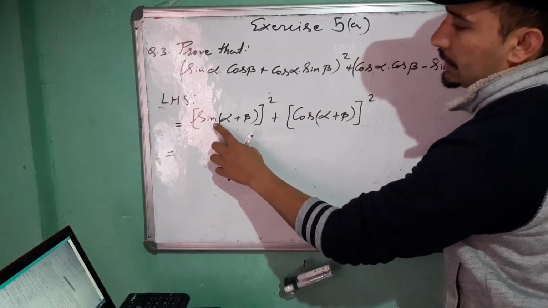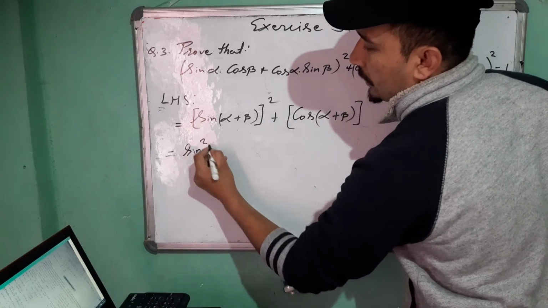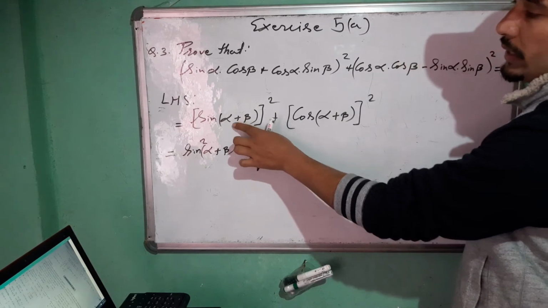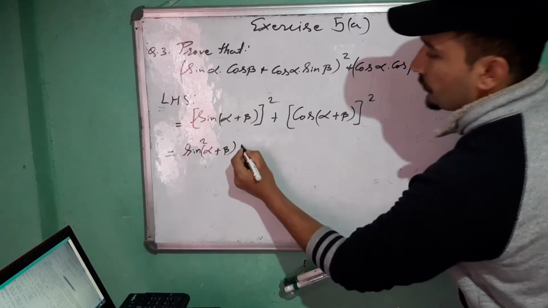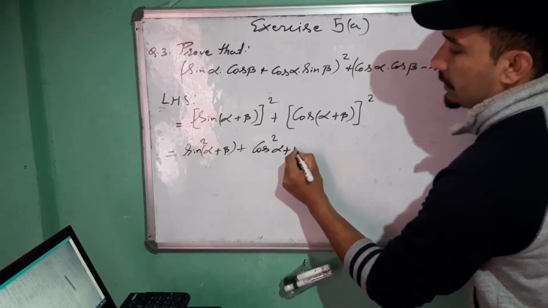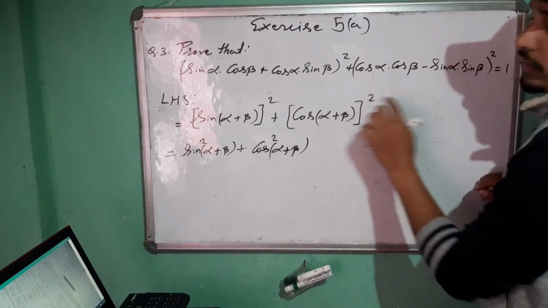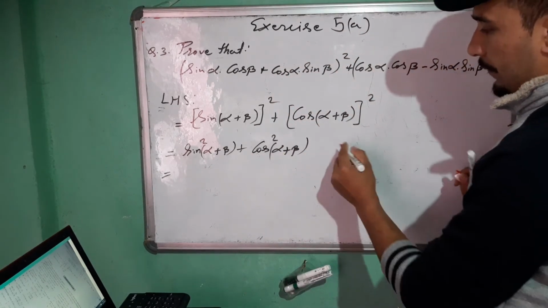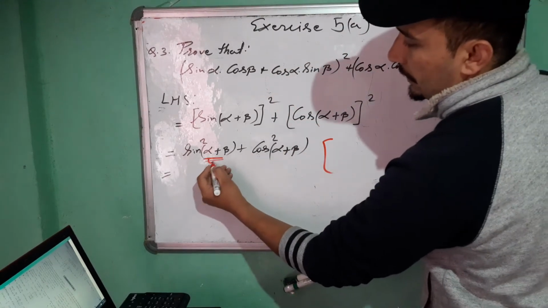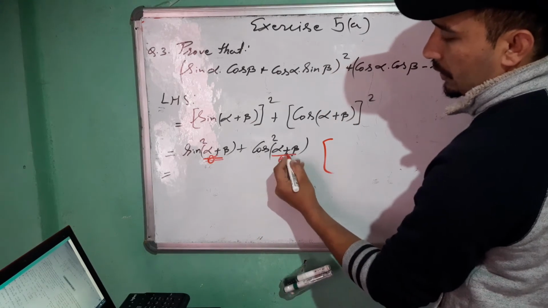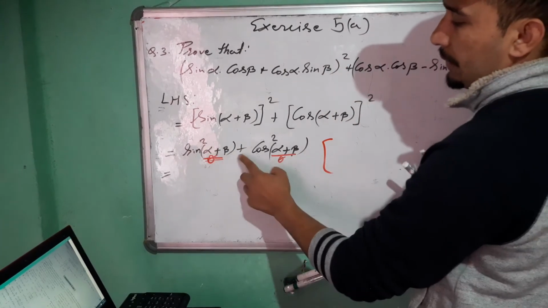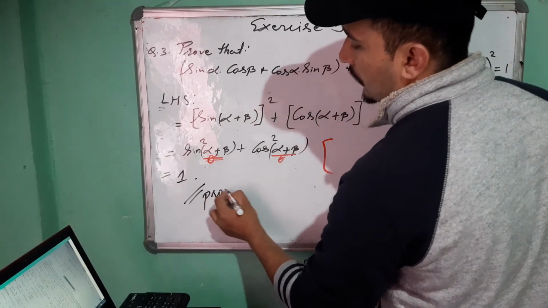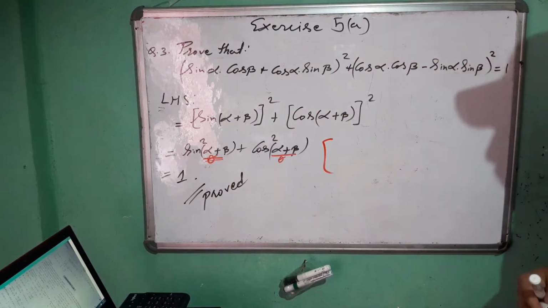So this is sine square (alpha plus beta). Sine square (alpha plus beta). Don't put a square on this angle theta. Plus cos square (alpha plus beta). So in place of theta you have alpha plus beta. Okay, in place of theta you have alpha plus beta. So sin square theta plus cos square theta is equal to 1. Proved.